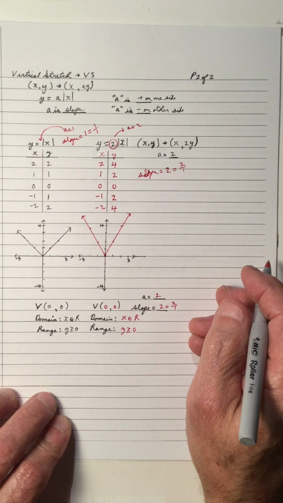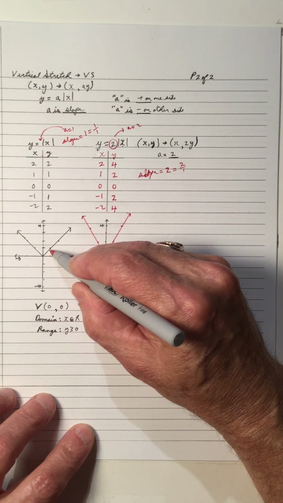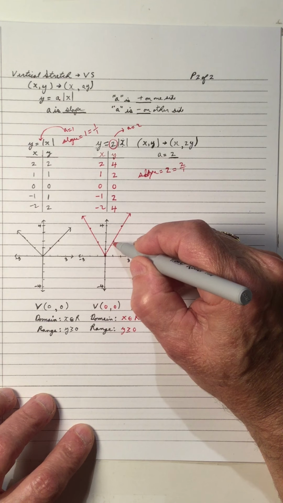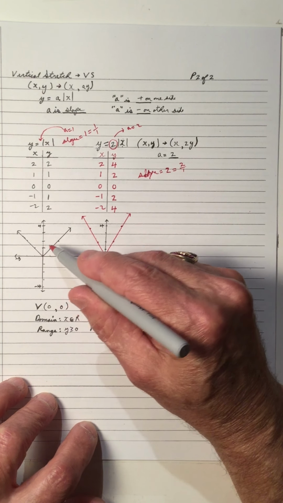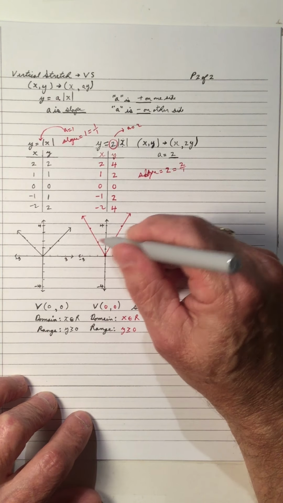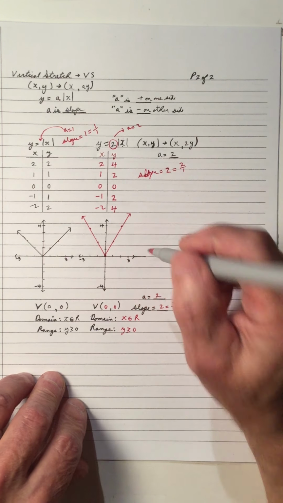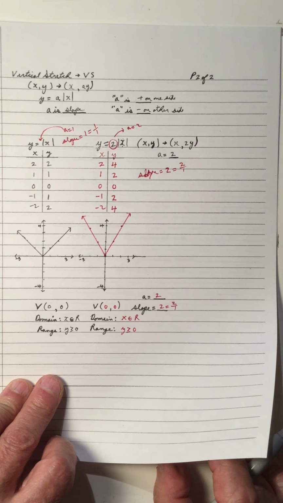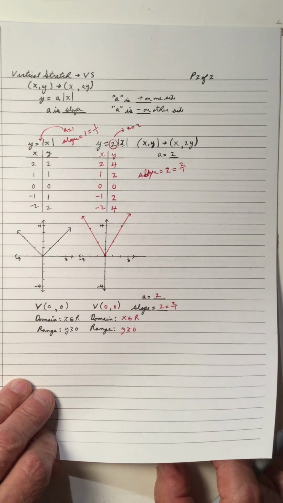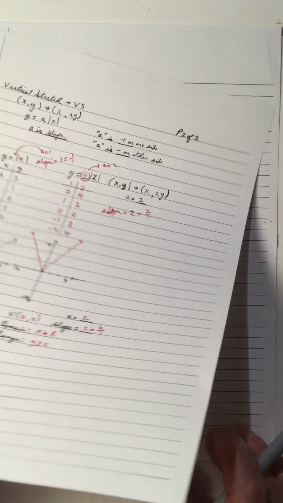And that's the vertical stretch. The y values are twice as high. Notice the y value here is 1, the y value here is 2. So the y values are twice as high as the basic equation, and the slope is 2. So that's the vertical stretch: A times y, whatever A is.